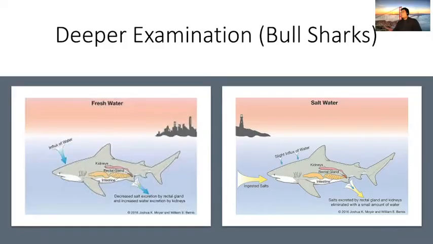For my deeper examination, I did some research on bull sharks. And as I mentioned previously in one of the slides, bull sharks were an exception. So we know that sharks survive in salt water due to a high concentration of urea and trimethylamine in the bloodstream and urine that contains excess salts.